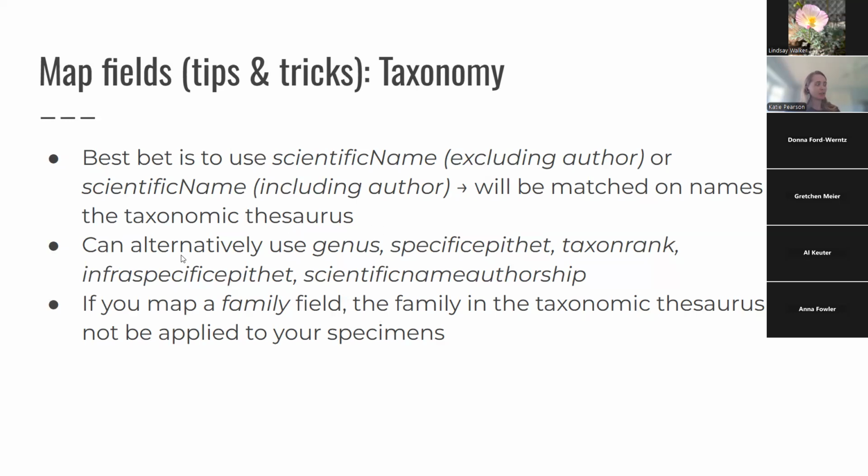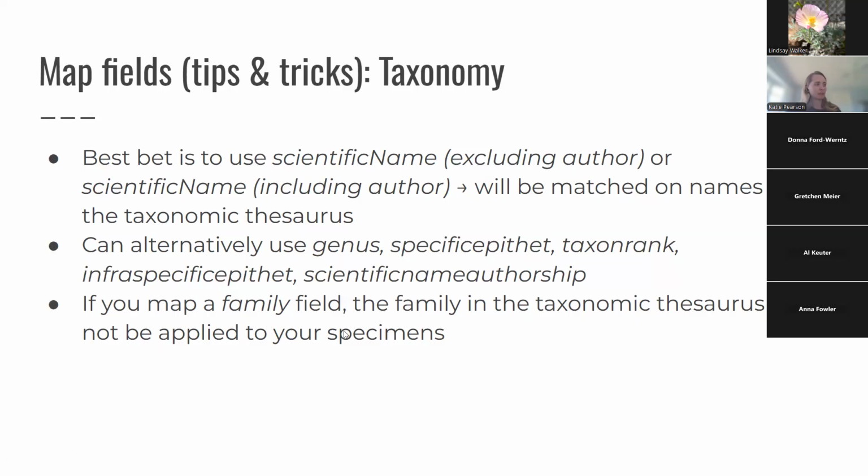You can alternatively use a full parsed out taxonomy, so genus, specific epithet, taxon rank, infraspecific epithet, scientific name, authorship. In the spreadsheet that I'm going to show you as an example, it can get a little bit tricky, and I'll show you how.